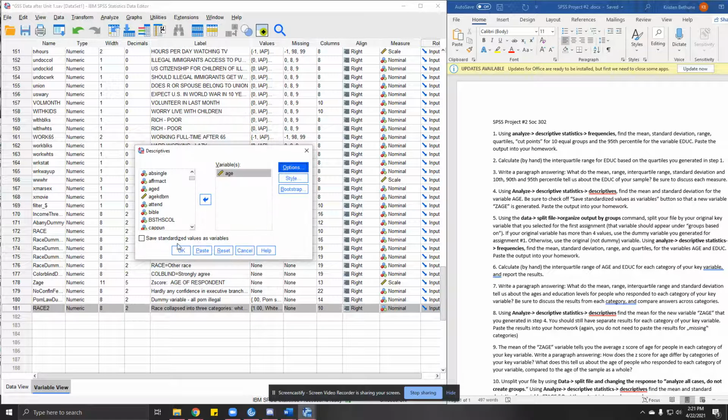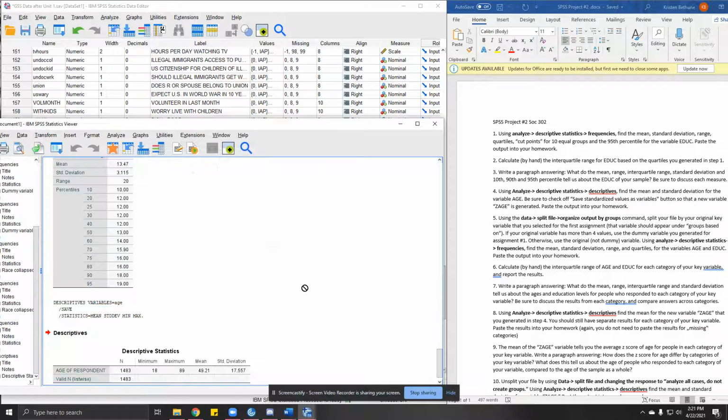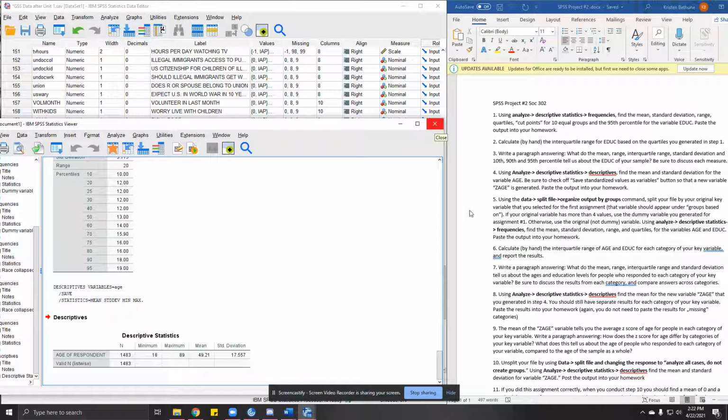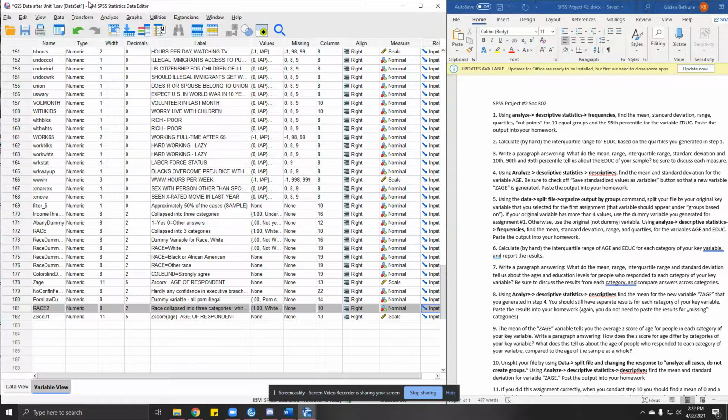All right, and then I'm also going to hit save standardized values as variables, so that I generate a ZAGE, a Z age variable. It's going to take all of the ages of the responses and turn them all into Z scores, so that I now have a Z distribution. So there it is. It pops that up, tells me what it's done. Cool beans, got that.